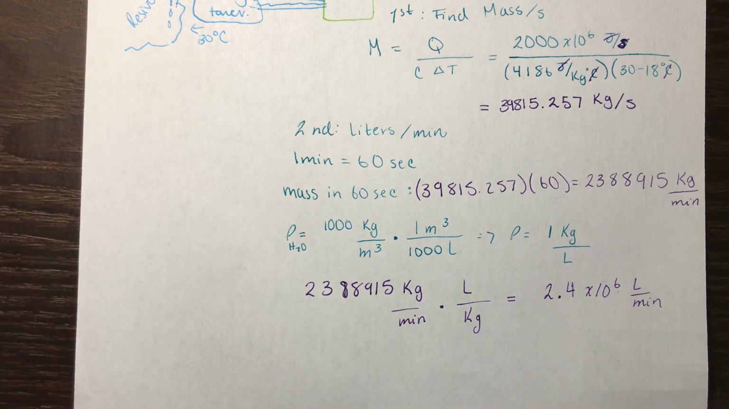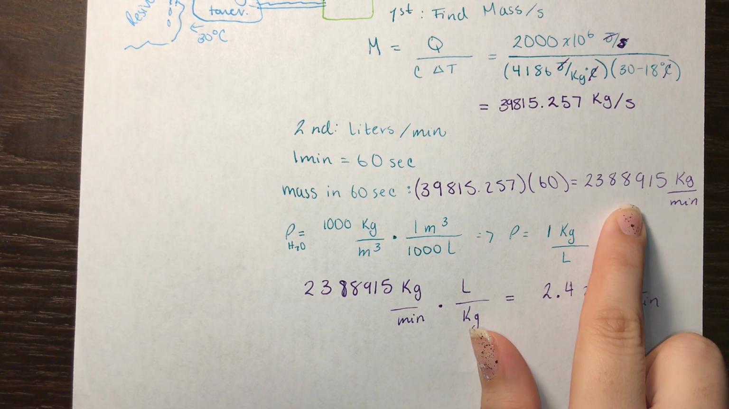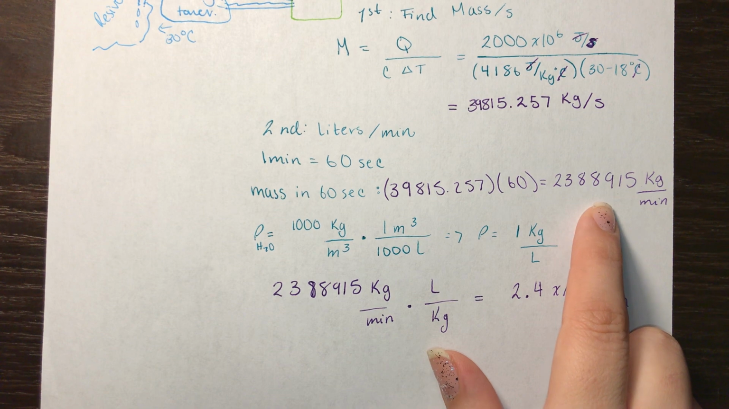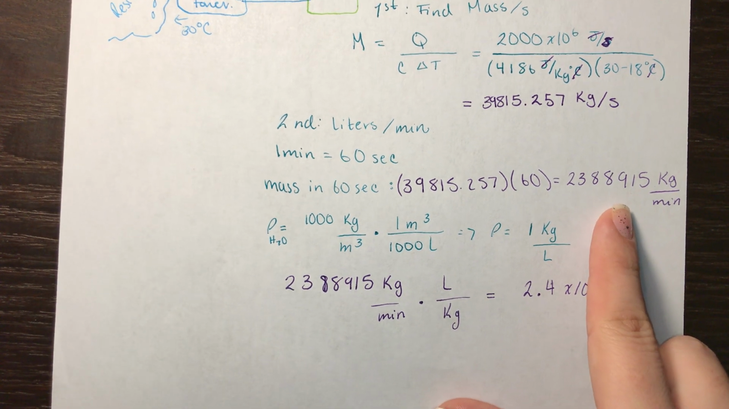Now the second part is finding out how many liters are pumped out every minute. So we know that 1 minute is 60 seconds, so we simply take our initial value found from part A and we multiply that by 60 to get that at every minute. This is the amount of water that is being pumped out.